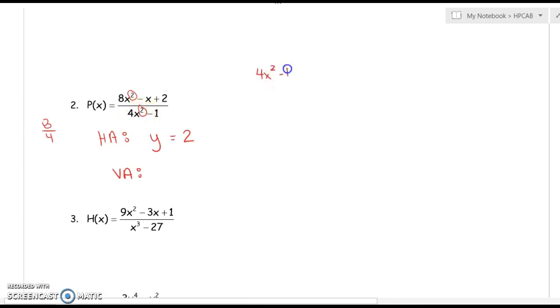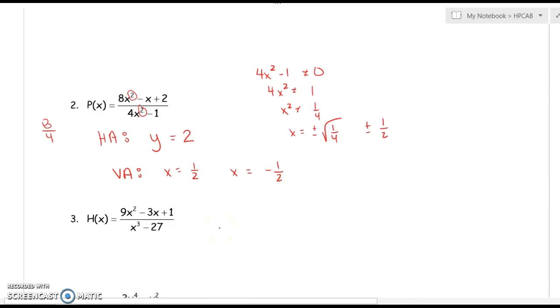4x squared minus 1 can't equal 0. So if you were to solve this, you'd get x squared equals 1/4. So x wouldn't be able to equal plus or minus the square root of 1/4, or plus or minus 1/2, right? So that would be your vertical asymptote: x equals 1/2 and x equals negative 1/2.